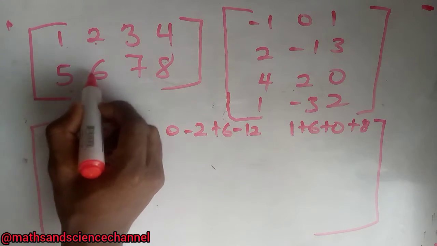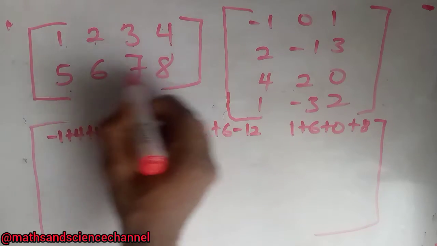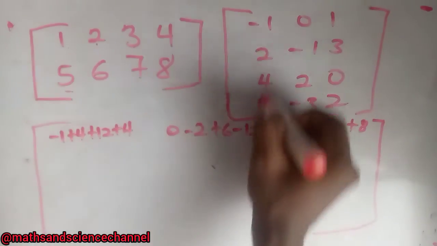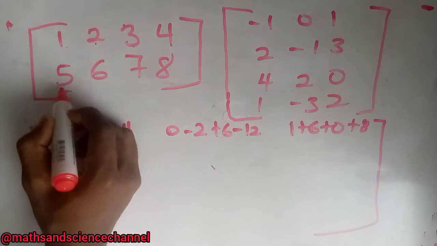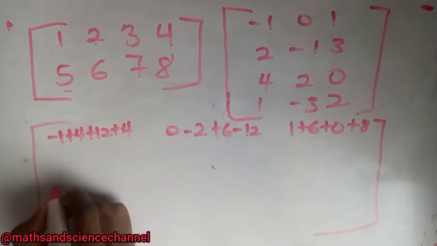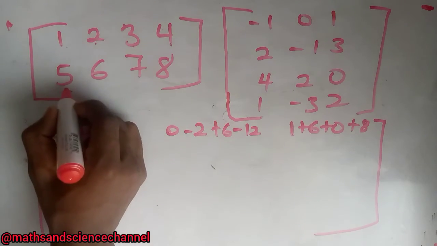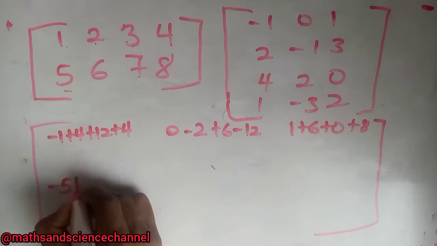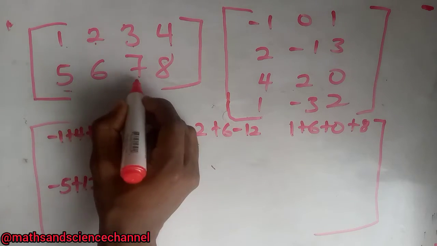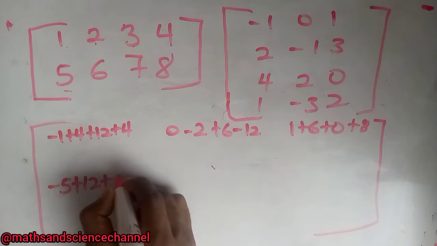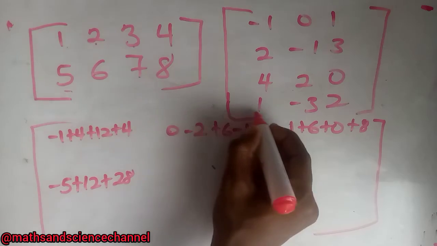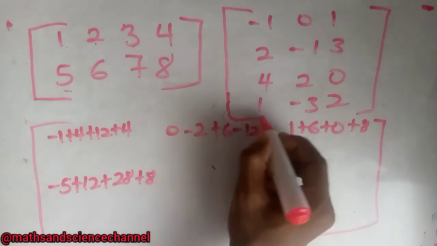So we are going to do it the same way, but this time we have 5, 6, 7, 8, which is on the row, multiplying the whole thing on the column over here. So we have 5 multiplies by -1, we have this to be -5. We have 6 here multiplies by 2, we have +12 here. We have 7 multiplies by 4 here, we have this to be 28. 8 multiplies by 1 here, we have this to be 8. We'll go on to the next one.